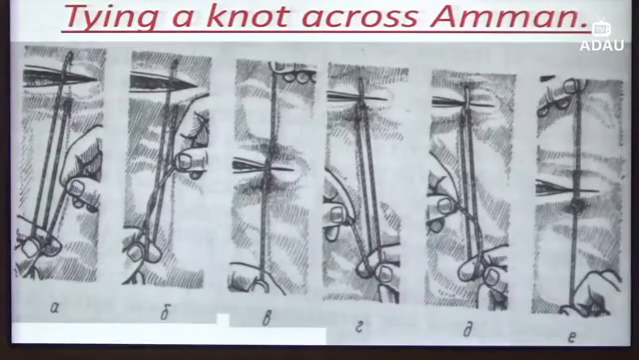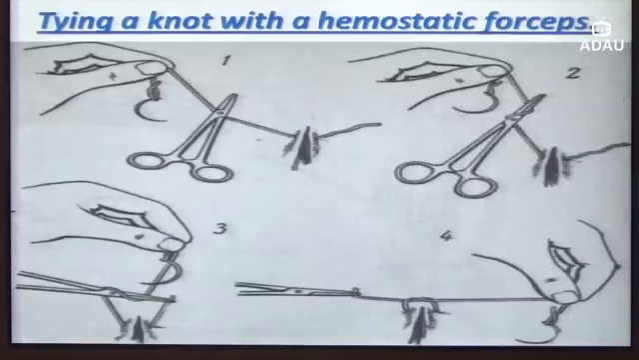Tying a knot across a man. This is a special way of tying a knot, but only with a man. And tying a knot with hemostatic forceps has 4 methods, 4 stages for hemostatic forceps.